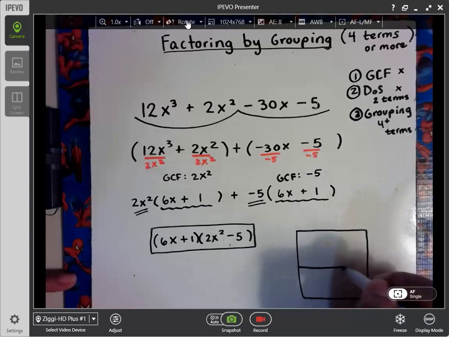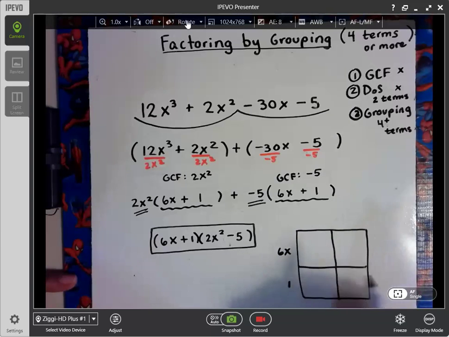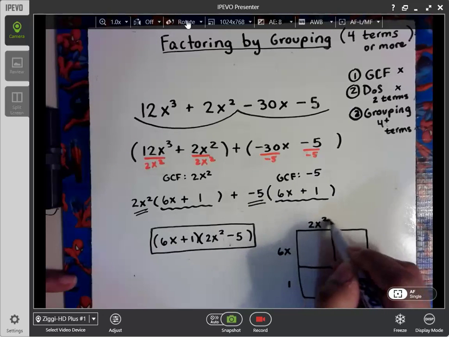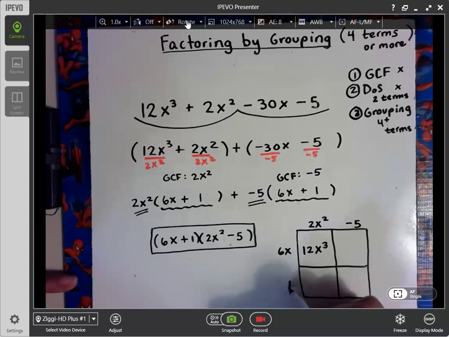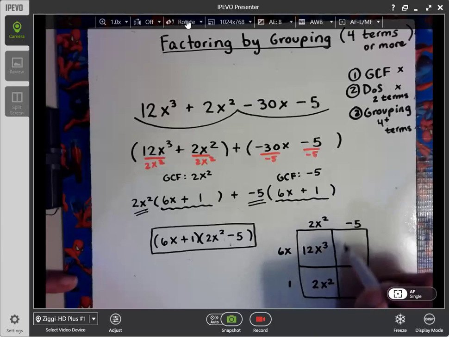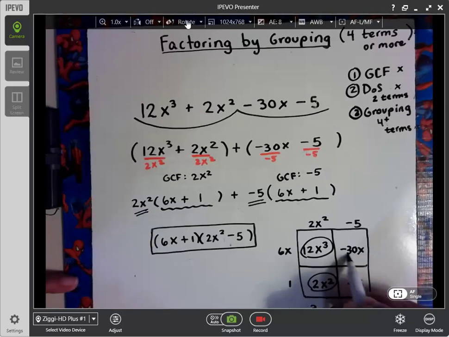And do these 2 really multiply to those 4 terms? Well, let's check. We have a 6x plus 1. We have a 2x squared minus 5. 6x times 2x squared is 12x cubed. 1 times 2x squared is 2x squared. 6x times negative 5 is negative 30x. And 1 times negative 5 is negative 5. This is an x cubed, so it doesn't have other like terms. This is an x squared, so it doesn't have anything else with an x squared. This is a minus 30x and a minus 5.